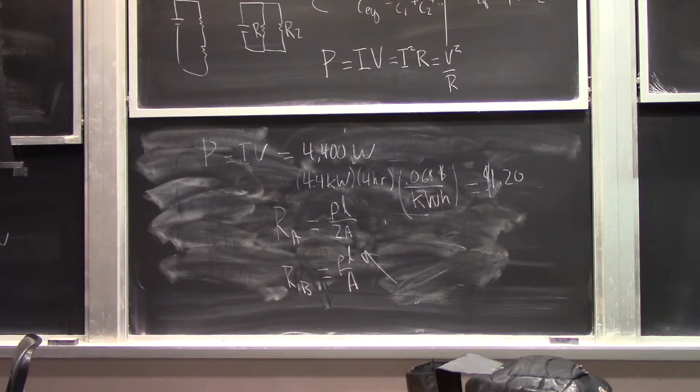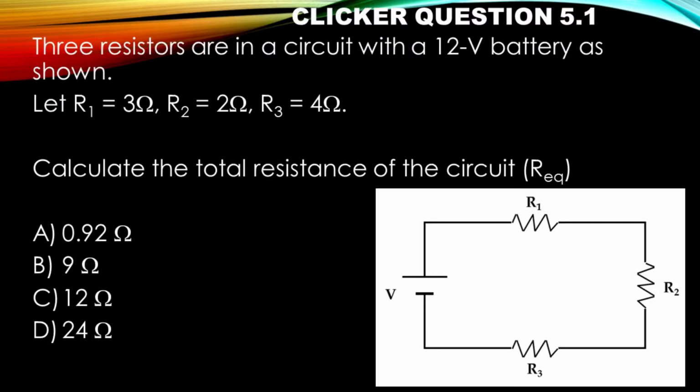What we see in this problem is we have these three resistors in a circuit with a 12-volt battery as shown. Let resistor R1 be 3 ohms, resistor 2 be 2 ohms, resistor 3 be 4 ohms. We want to calculate the total resistance, or what's often called the equivalent resistance, of this circuit. So go ahead and take a moment to do that.